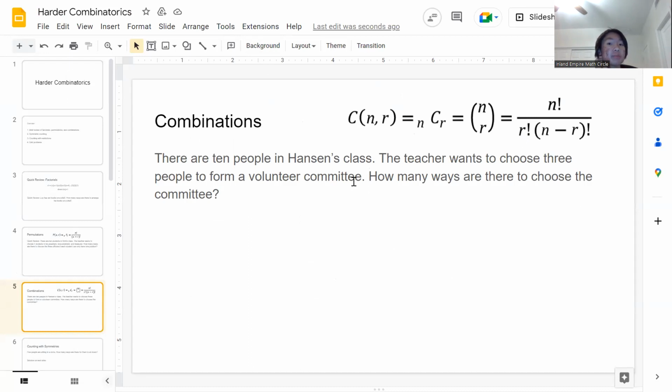So for tackling this problem, how would we do it? Anyone have any idea? Remember, you don't have to look at this equation up here. Just think about it logically.